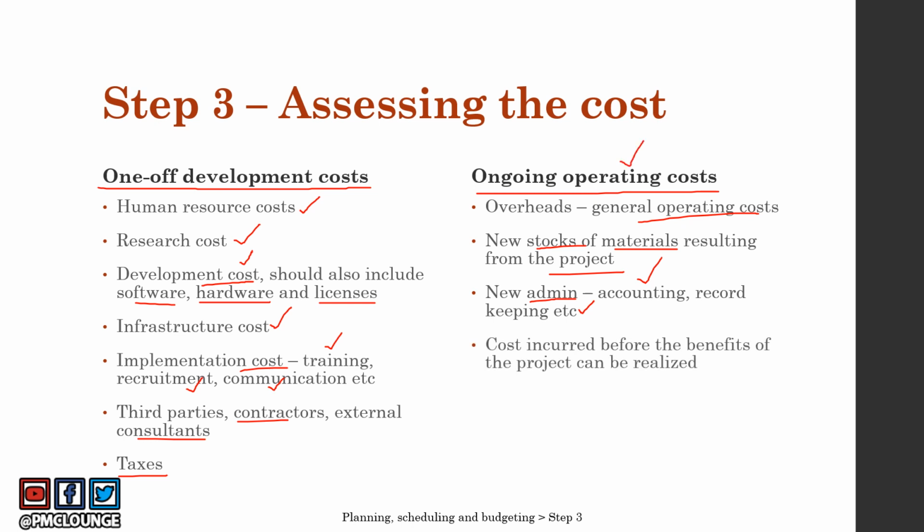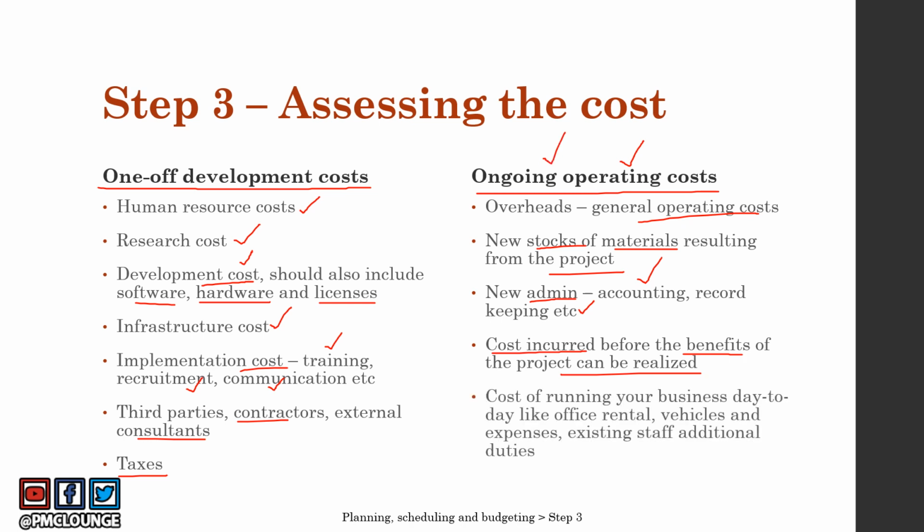Cost incurred before the benefits of the project can be realized. So you're done with the project, but the benefits are yet to arrive. The benefit realization is yet to happen, and it is 3 months away. So the cost incurred during the time of those 3 months, that's also an ongoing operating cost.